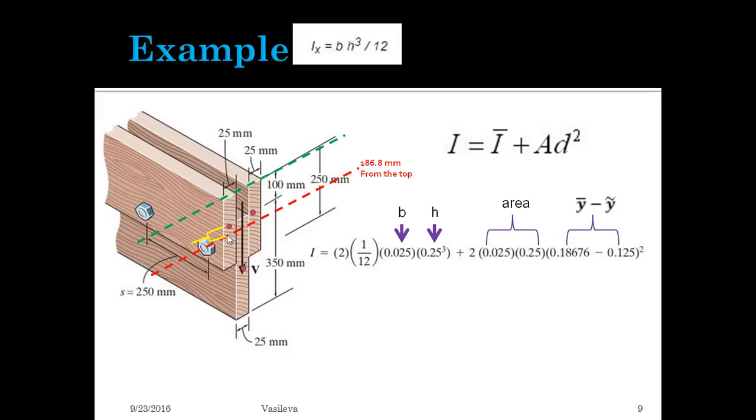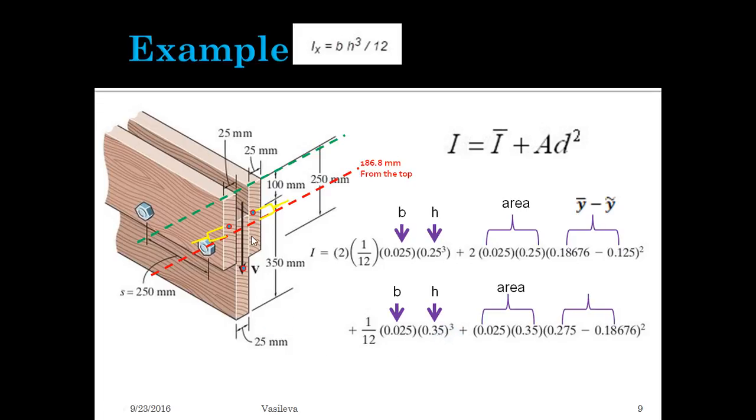So now that we've accounted for these 2 rectangles, we look at the last one that we haven't accounted for yet. So 1/12 times the base, which is 25, times the height cubed, which is 350, plus the area, which is 25 times 350. And then the last thing we look at is the distance from the neutral axis to the center of gravity of the rectangle we're looking at.